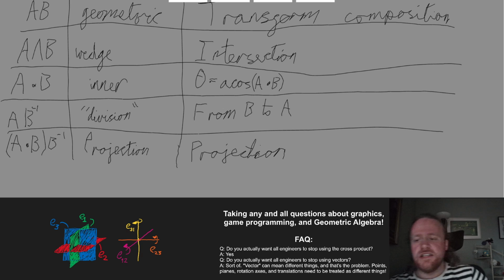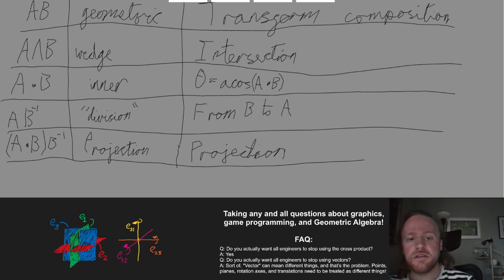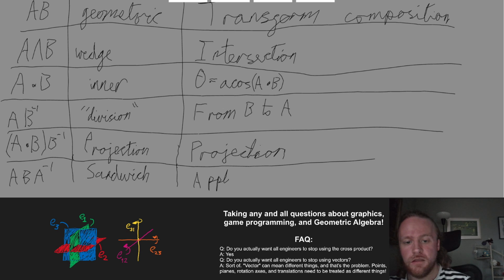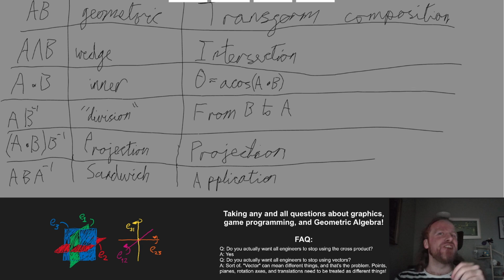And I guess the last one that I want to have here is A, B. I have at least already talked about this. This is the sandwich. And this is application of a transform to a thing, which could be another transform. In fact, it always is another transform in some sense, but points, lines, and planes are always transforms. In addition to being shapes, they are also transforms. So yeah.